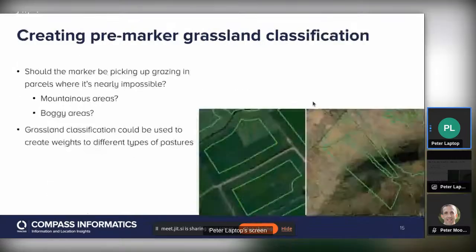Next is a pre-marker grassland classification, which is basically for the marker to have a sort of knowledge of what type of grassland it's trying to classify as grazing or not grazing. Because should the marker really be picking up grazing in a parcel like on the right, ideally the parcels on the right should be given a lower weighting than the parcels here on the left. It's much more likely that grazing will occur on the parcel on the left rather than on the right.